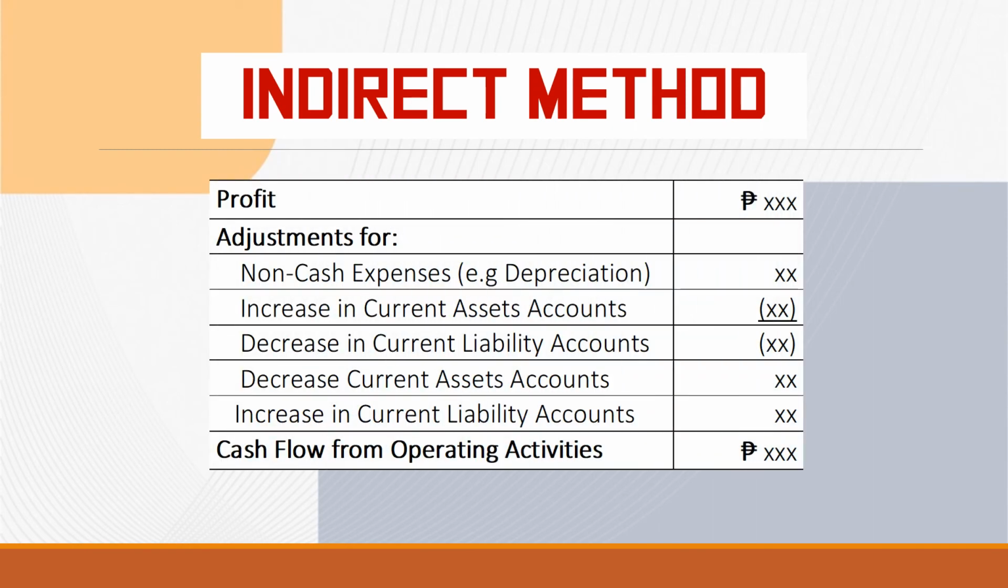For better understanding, please follow this format. We have here the profit and then the adjustments. For example, depreciation, so it's a non-cash expense. Next, increase in current assets accounts, decrease in current liability, decrease in current asset, and then increase in current liability accounts. And the totality will be the cash flow from operating activities.